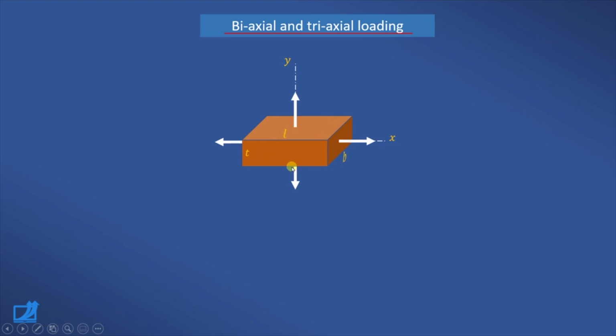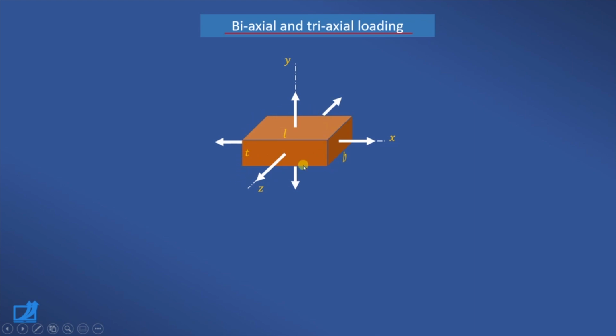So right now in this diagram, it is biaxial loading. And now I have applied load along the z-axis also. So it is triaxial loading. Now because of this load along the z-axis, strain in width is longitudinal strain, but strain in thickness and strain in length are lateral strains.